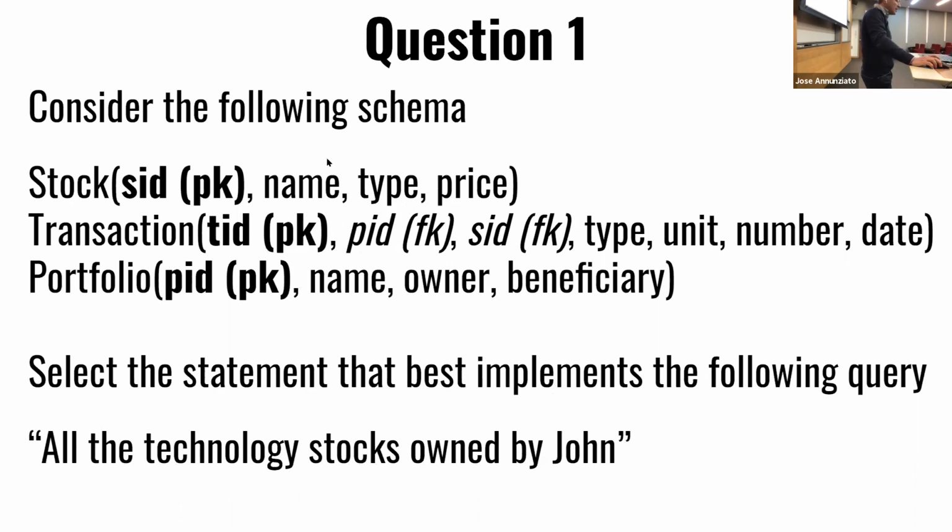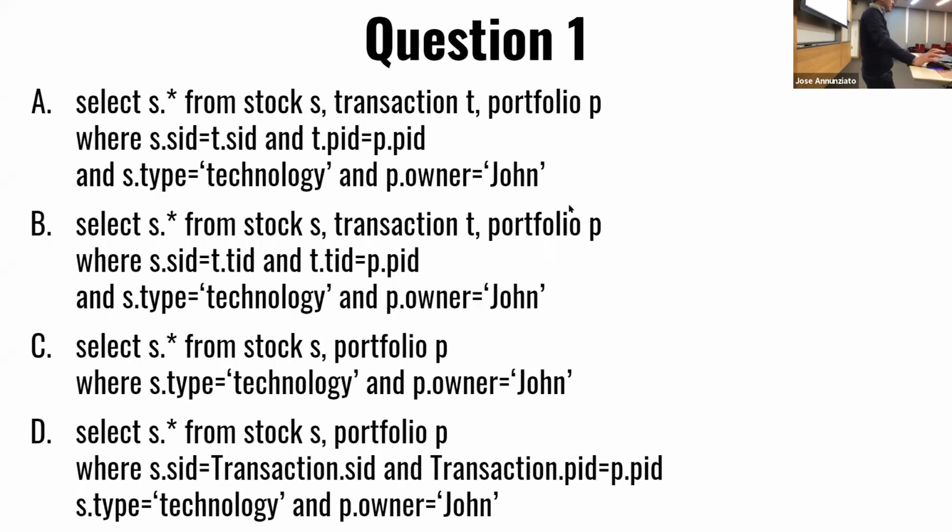So usually I get a question: how do I know which one the technology stock is? It's type in this case. The type of the stock is technology, and owned is this owner here. So I give you 4 options. It says, select star from stock. So here are the 3 tables. I think I use all the 3 tables.